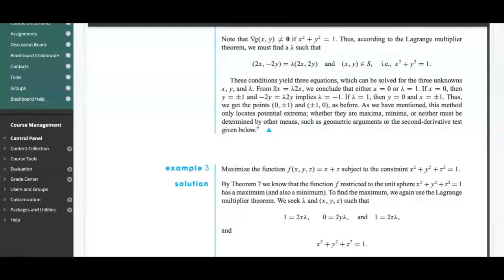So for this equation, either x is 0 or lambda is 1. If x is not 0, that means lambda equals 1. Then we substitute into the other equation, and we get y equals plus or minus 1. If x is 0, we get y equals plus or minus 1. For the second equation, negative 2y equals lambda 2y, that means lambda equals negative 1 or y equals 0. But if y equals 0, we plug into the constraint equation, and we get x equals plus or minus 1.